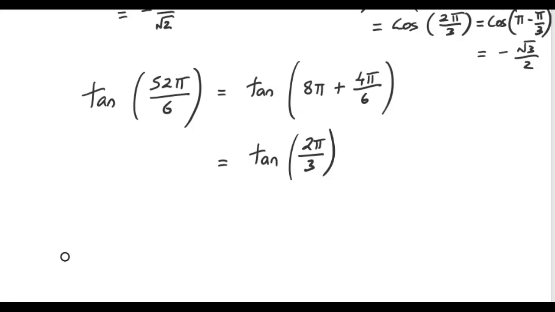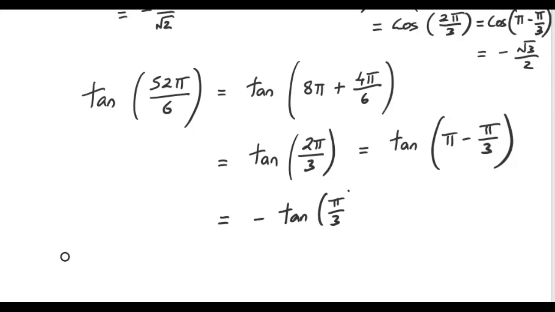And 2 pi on 3 is an angle in the second quadrant because it's a value that's slightly less than pi. So the way I'm going to relate it back to the first quadrant is by going pi minus pi on 3, and in the second quadrant the tangent ratio is negative. So the answer is going to be negative tan pi on 3, and tan pi on 3 is going to be equal to minus square root 3. And that completes finding exact values by relating it back to the first quadrant.